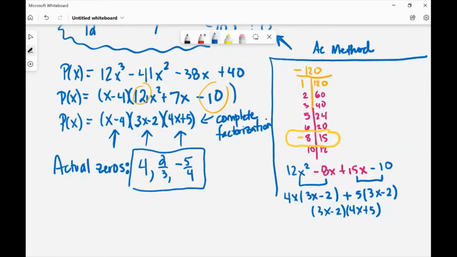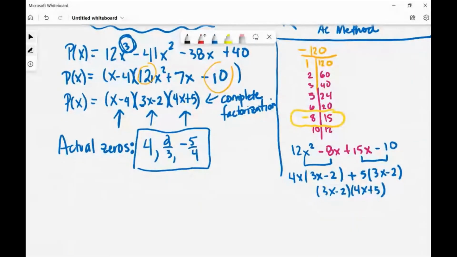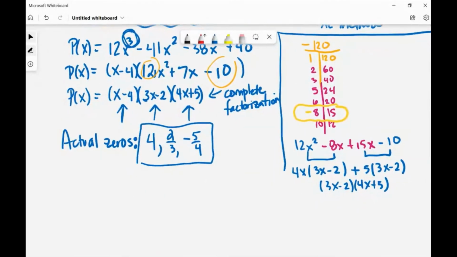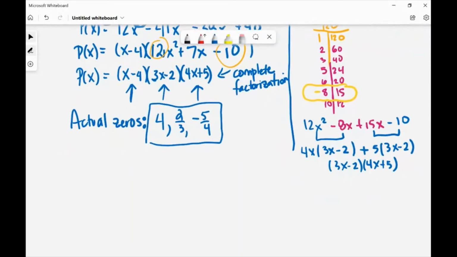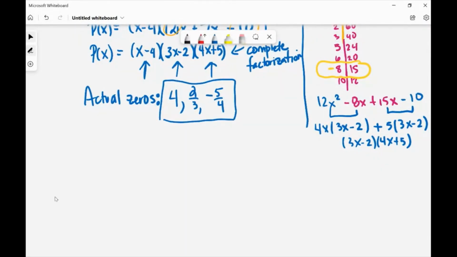There were 48 possibilities, but since our degree was 3, we were only looking for the correct 3 zeros, even though there were 48 possibilities. All right, very good. We're going to move on and practice another problem. We're going to skip to the next page where it says example 1A. So let me stop sharing this and go to our notes again.